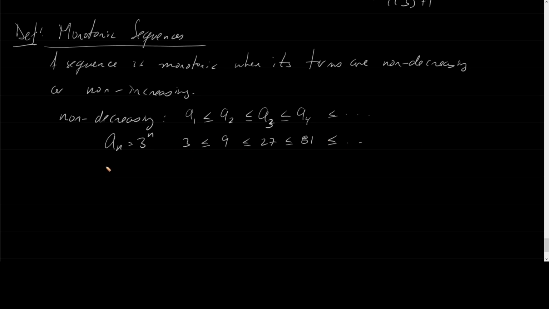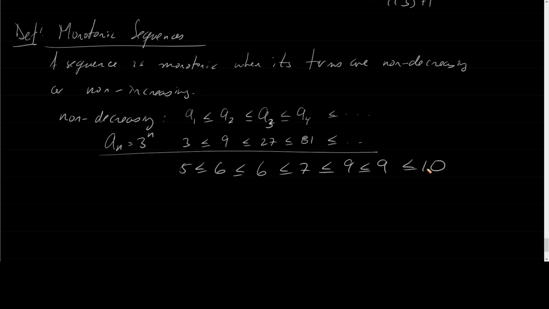In here, all the terms are getting bigger or staying at the same height as before. I can also have something like 5 less than or equal to 6, less than or equal to 6, less than or equal to 7, less than or equal to 9, less than or equal to 9, less than or equal to 10. That sequence, 5, 6, 6, 7, 9, 9, 10, would also be non-decreasing, because even though going from 6 to 6 it didn't get bigger, it did not decrease. It stayed at least at that height. So that would be non-decreasing. Now, let's look at non-increasing.